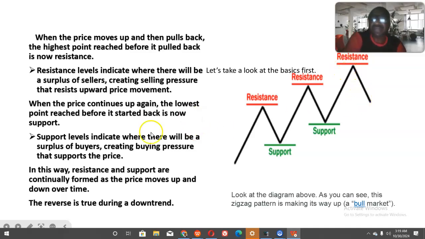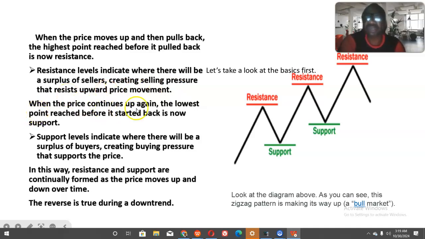So that's how the market works with support and resistance. And we said that a resistance level is a surplus of sellers, creating selling pressure that resists the upward price movement. I will show you how to trade this.